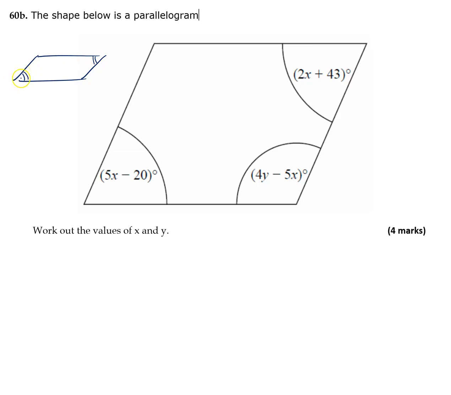And we could prove that because that angle is the same as that angle because they're corresponding. Then these two angles are alternate. But we don't need to prove it in this case. So we've got those two are equal.